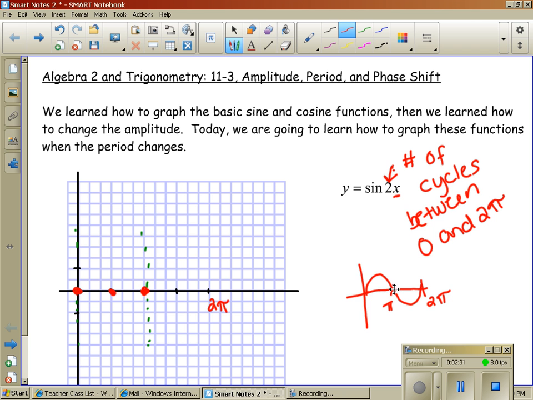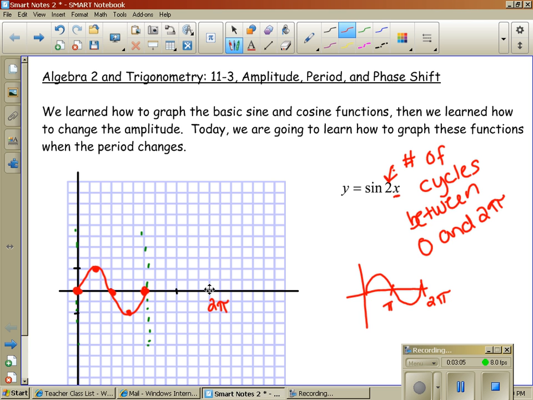Halfway between here and pi, it goes up to 1, so halfway between here and here, it goes up to 1. Halfway between here and here, it goes down to -1, so halfway between here and here, it goes down to -1. And connect the dots. So now you can see that I've completed one full sine cycle between 0 and pi, and now I'm going to do the same thing again.